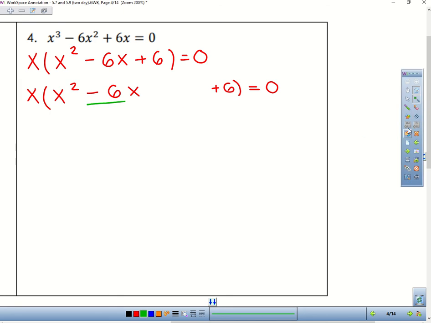Half of this number, right? Half of negative 6, and then what do I do with it? Square it. What's half of negative 6? Negative 3. Which squared is 9. If I add 9, I have to subtract 9, subtract it to balance it out.